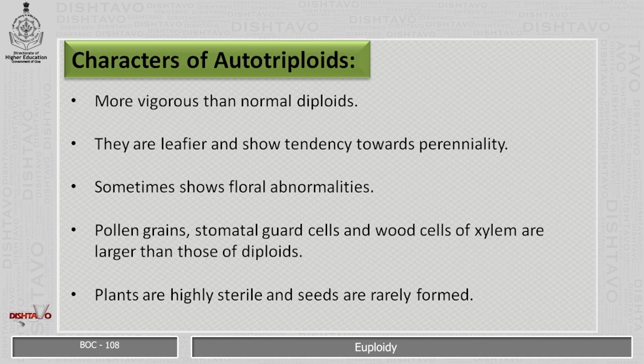Characters of autotriploids. They are more vigorous than normal diploids. They are leafier and show tendency towards perenniality. Sometimes they show floral abnormalities. Their pollen grains, stomatal guard cells, and wood cells of xylem are larger than those of diploids. Plants are highly sterile and seeds are rarely formed.